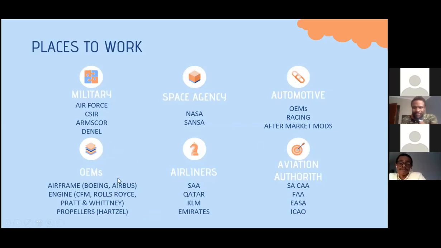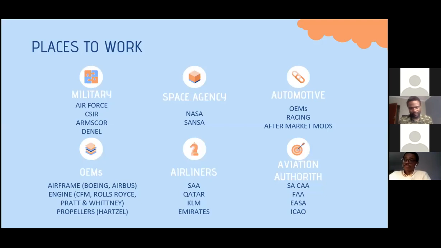Then you have aircraft OEMs. You can work for airframe OEMs like Boeing, Airbus, Bell, all these companies that make aircraft and helicopters. Then there are companies that make engines, your CFM, Rolls-Royce, Pratt & Whitney. You can also work for those companies with these skills, especially if you have an interest in the aviation industry.